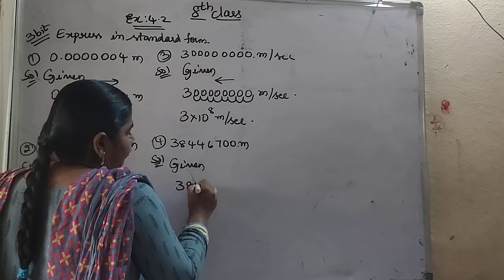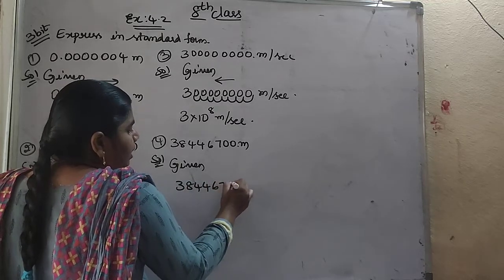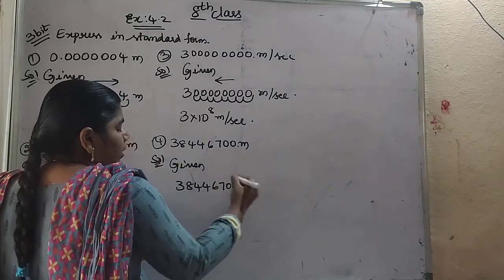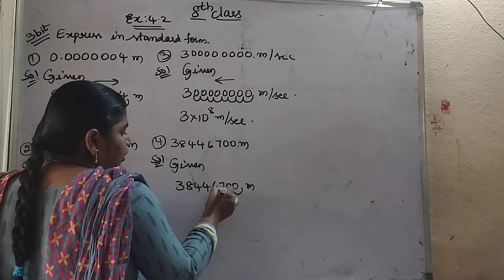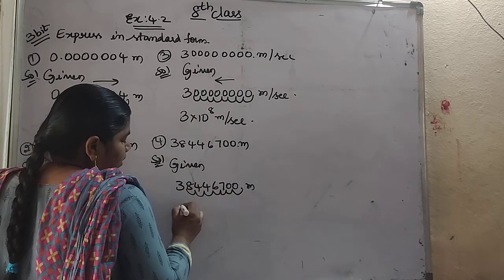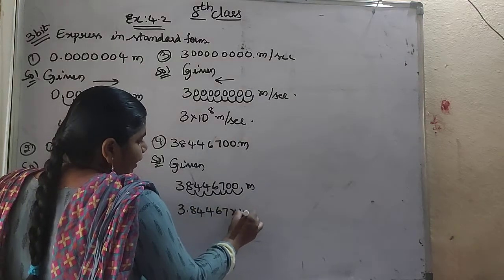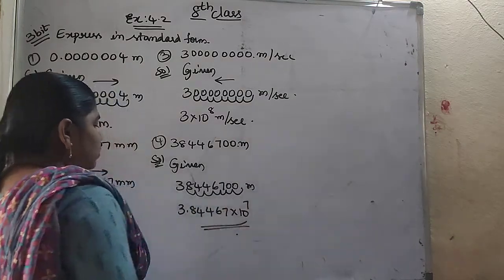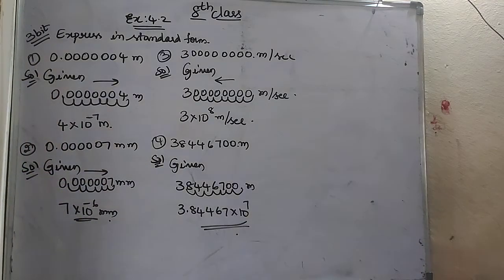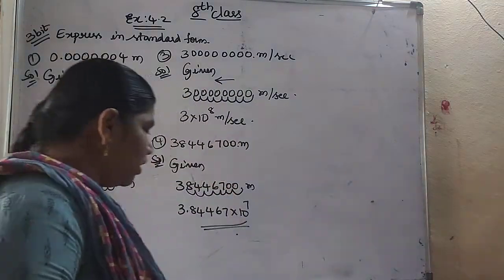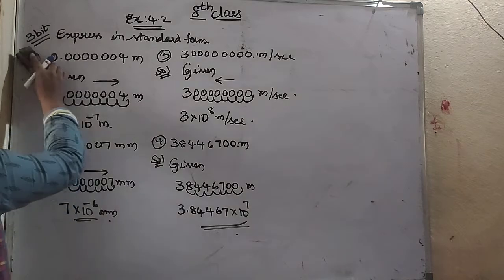Given 38,446,700. We have to move to the left side now. 1, 2, 3, 4, 5, 6, 7. So 3.8447 into 10 power 7. So this is our fourth solution. Next, fifth one.